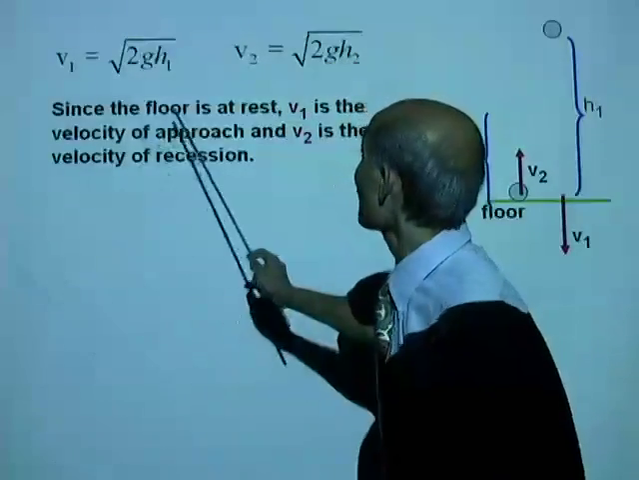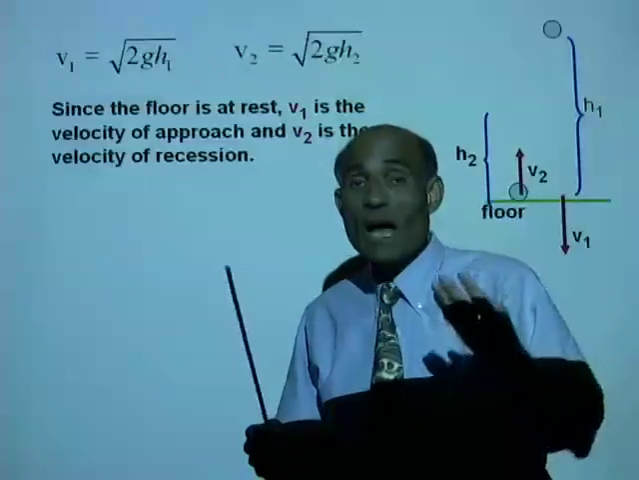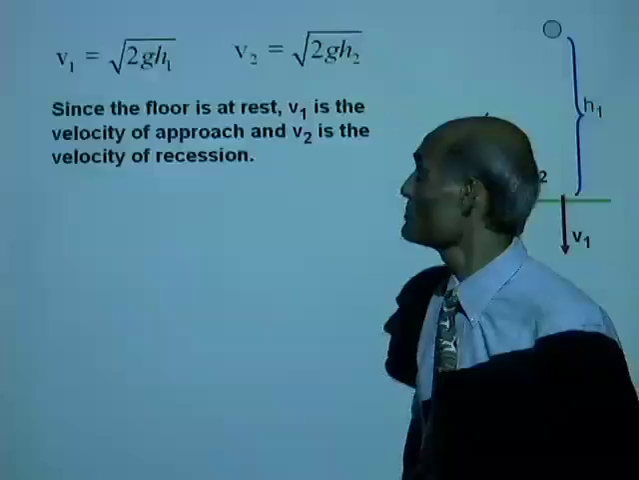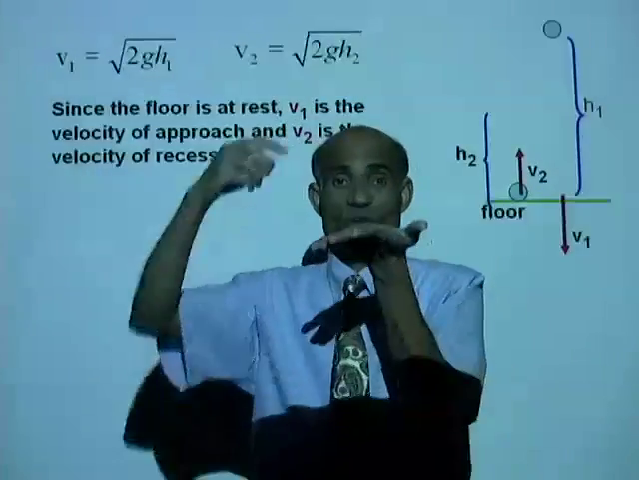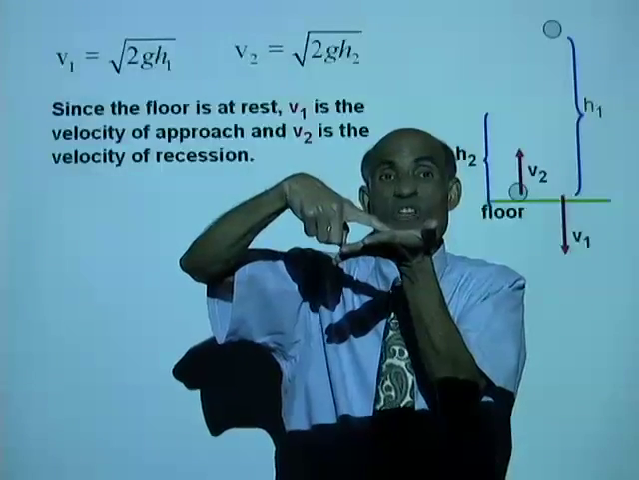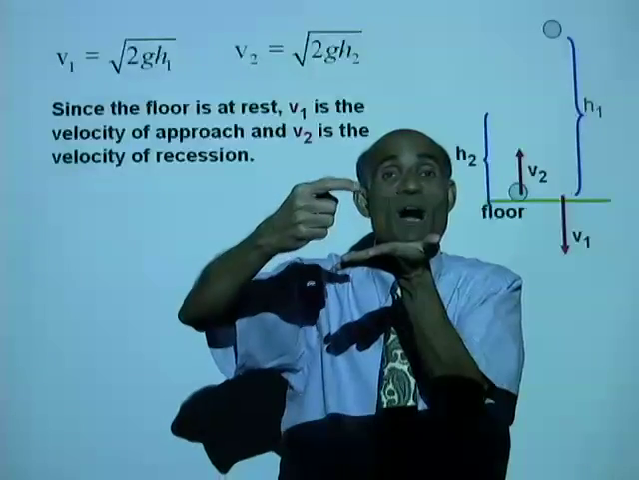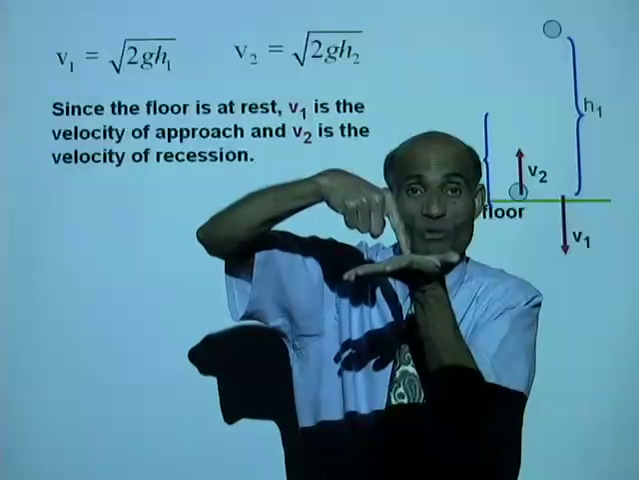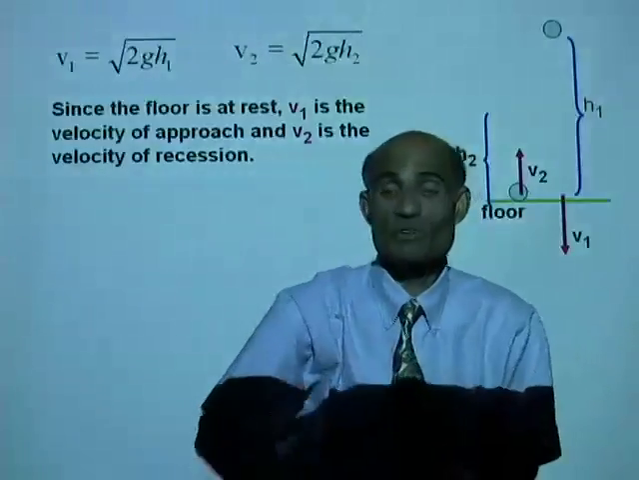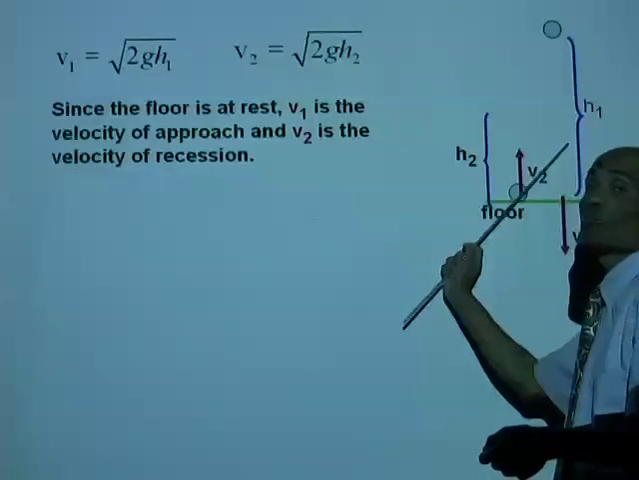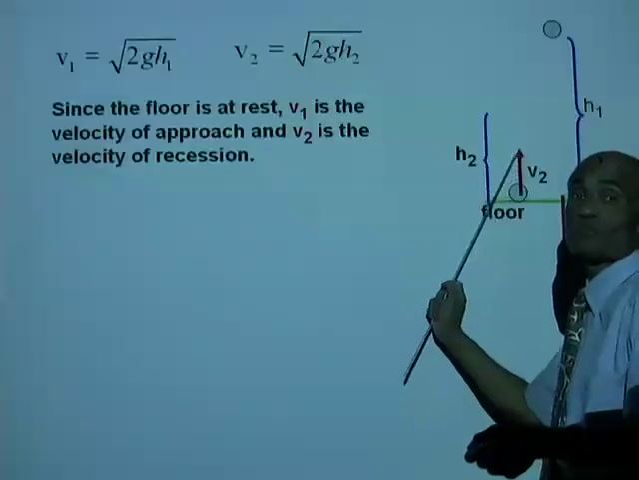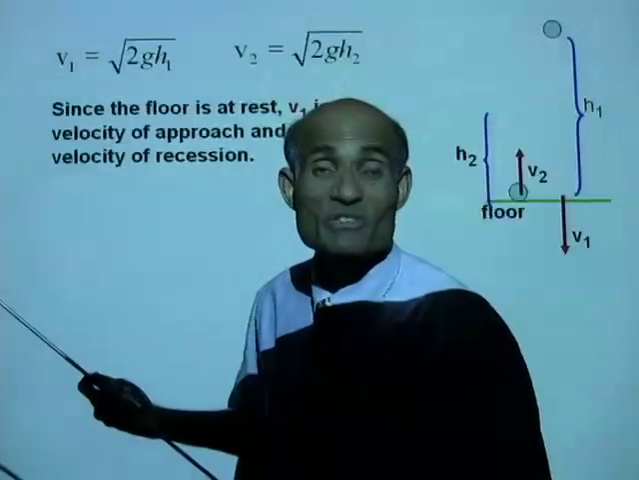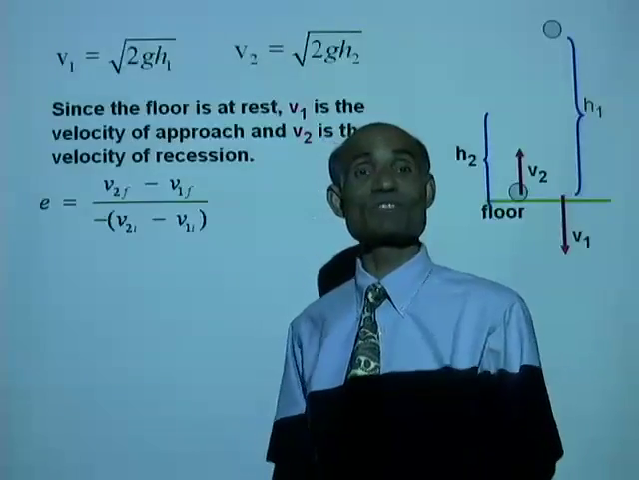Since the floor is at rest, remember the collision is between the ball and the floor at rest. v1 is the velocity of approach and v2 is the velocity of recession, isn't it? The velocity of approach is v1i minus v2i, and v1i is the velocity with which the ball hits the floor. v2i is 0. Therefore, the velocity of approach simply is v1, the velocity that the ball acquires as it hits the ground, and the velocity of recession is v2. So here we have the velocity of approach and velocity of recession.